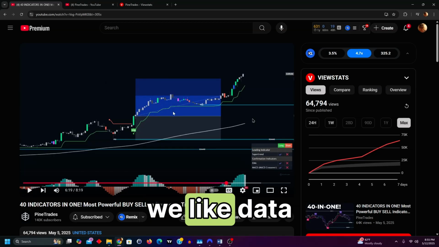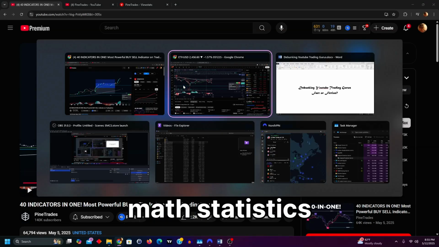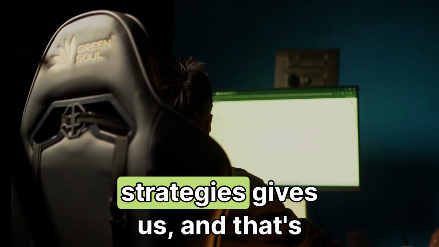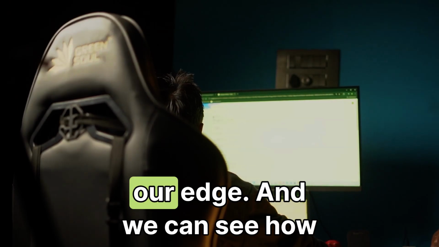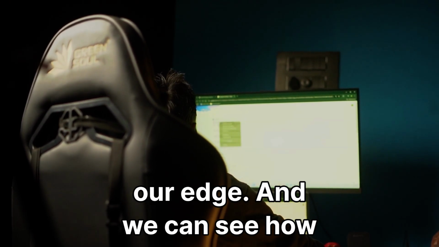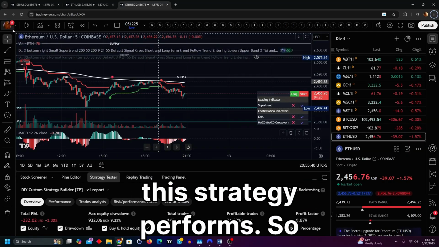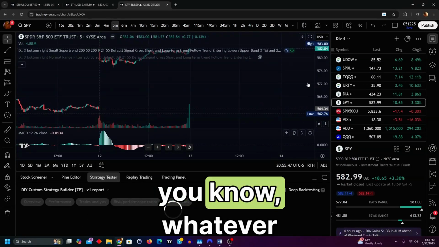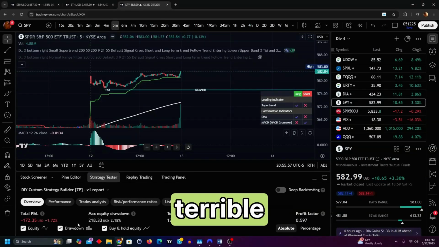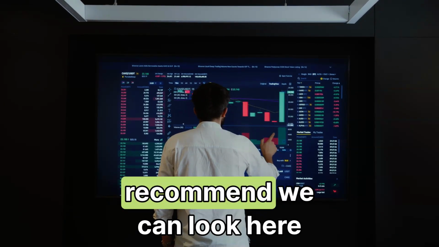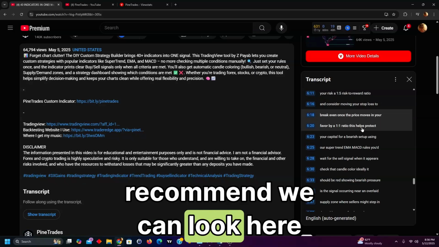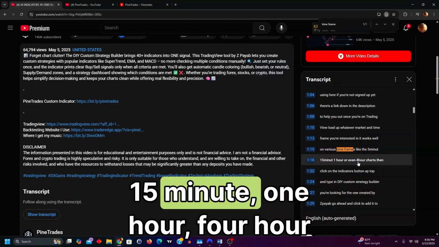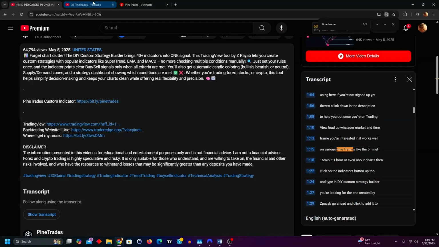But we like data, math, statistics, and that's what backtesting strategies gives us, and that's our edge. And we can see how this strategy performs. So this is on Ethereum, but we can put it on SPY, whatever. So it's terrible, right? And they recommend, we can look here, right? So they recommend 5-minute, 15-minute, 1 hour, 4 hour, right?